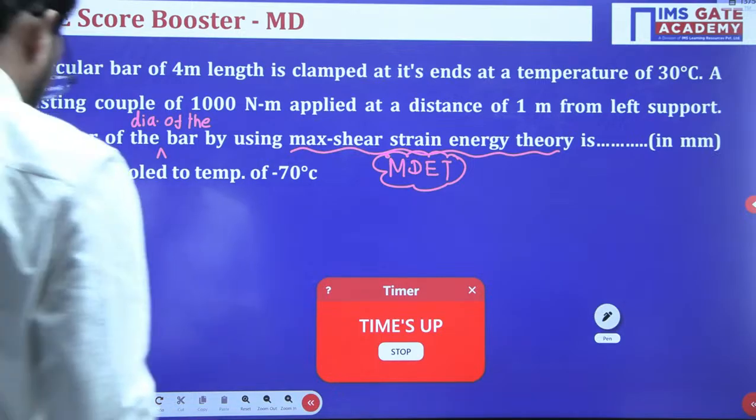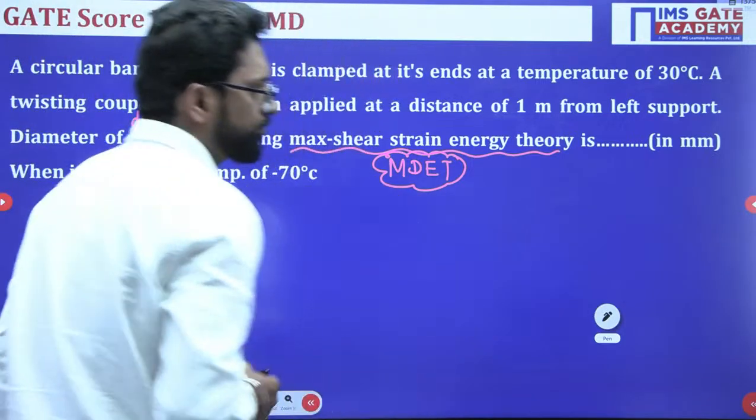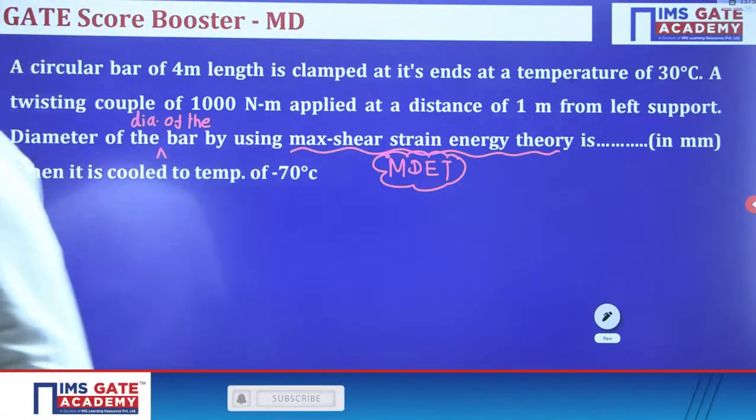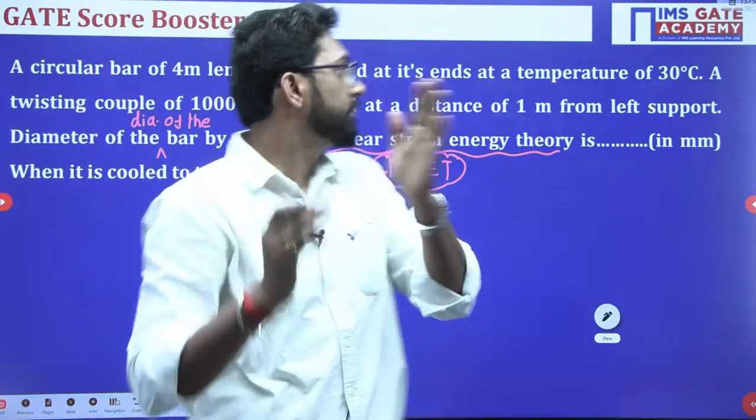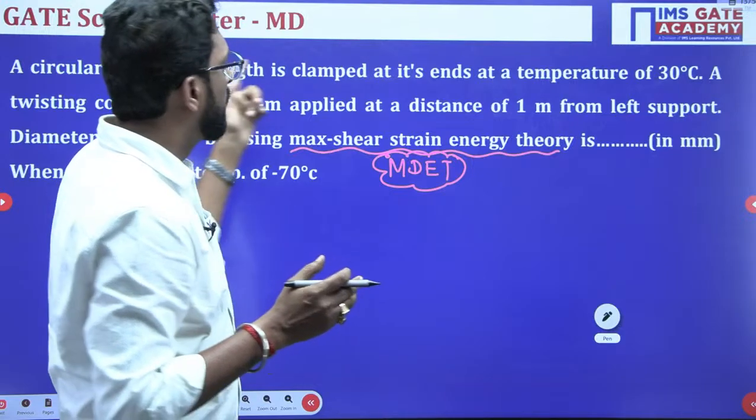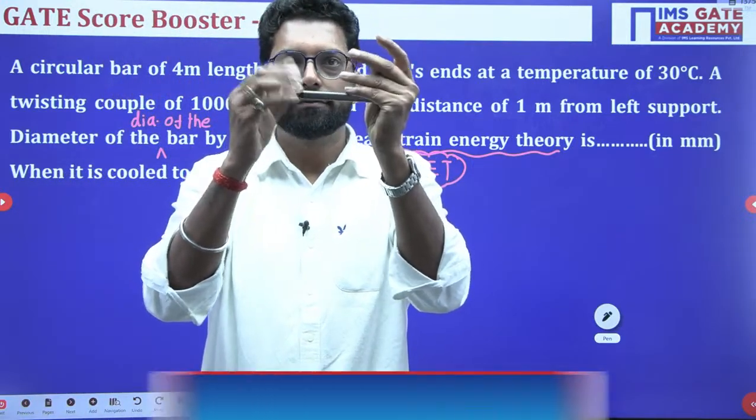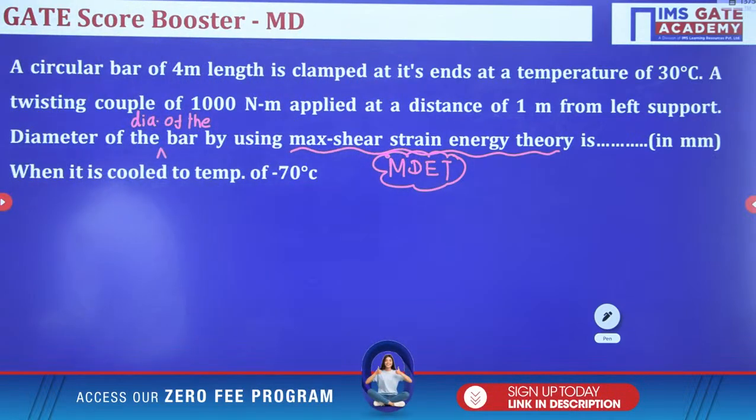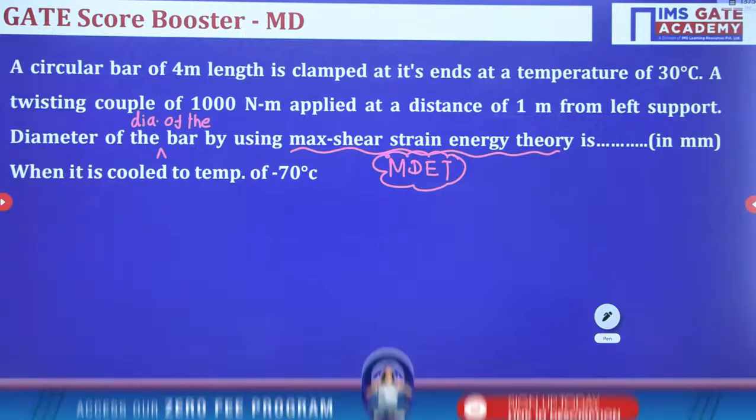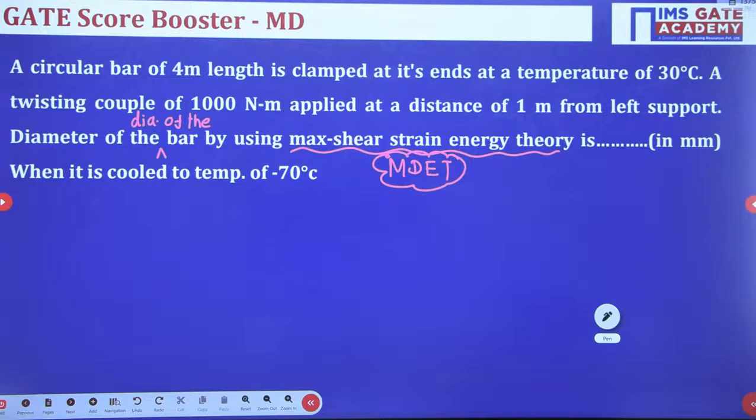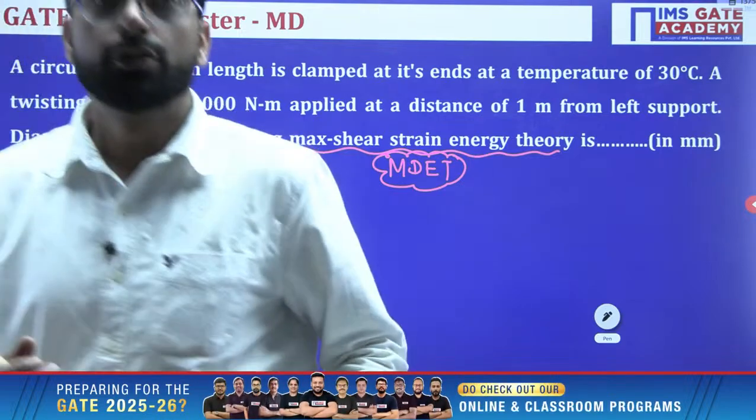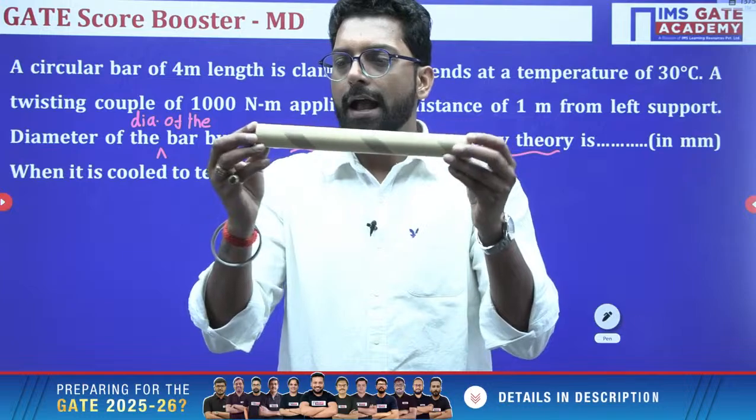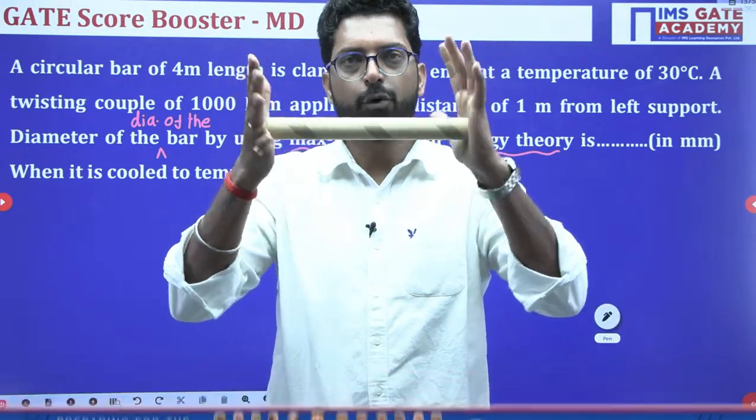Time up. Okay, done. So in this question, there is a circular bar, let's suppose this is the circular bar, and both ends of this bar are clamped. That means both ends are fixed.